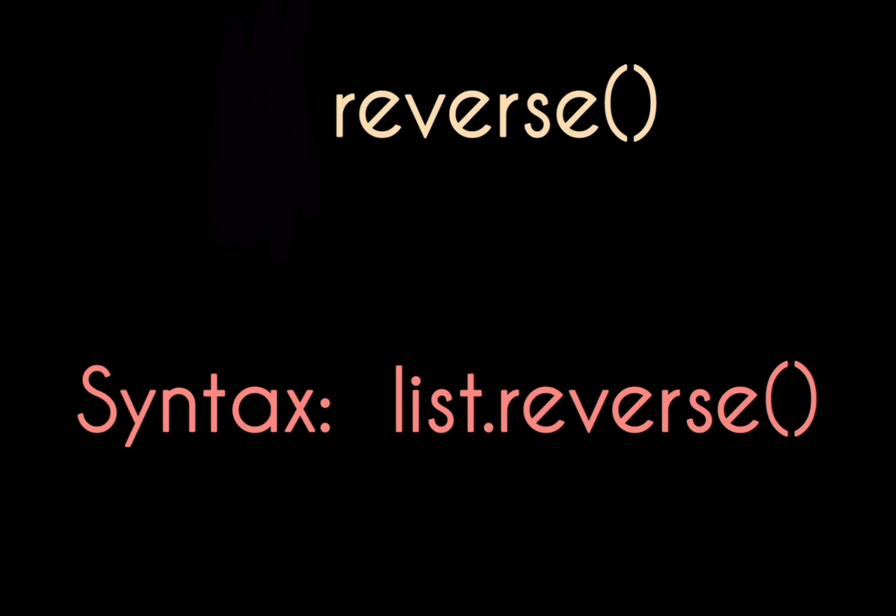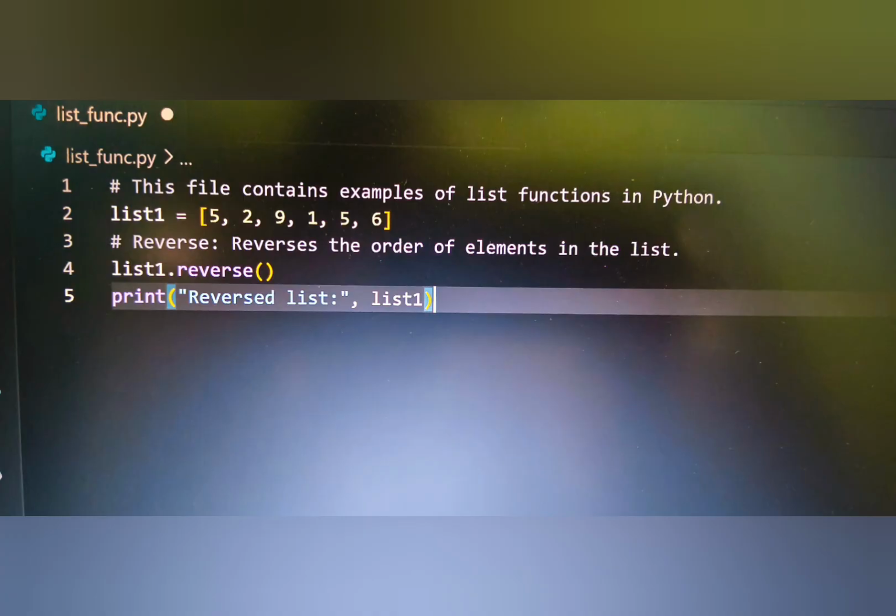Now our next function is the reverse function. It simply reverses the list which we have given. So I have taken the example list 1, and these are my elements, and I have written list 1 dot reverse. So it will simply reverse my list and give me a new list which will contain the elements in reversed form.